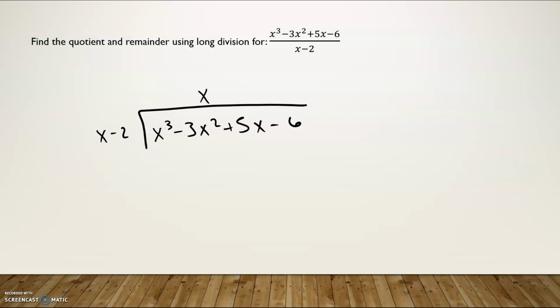Okay, so I need an x squared. So that would be negative 2x squared. That will be x cubed. Change the signs. That goes away. X squared, bring down the 5.